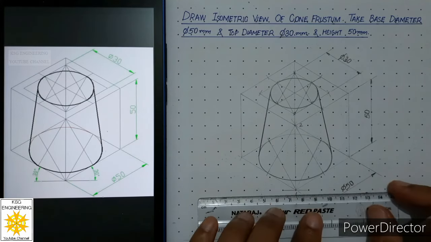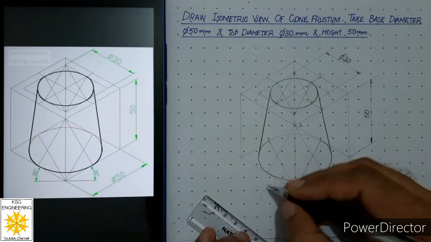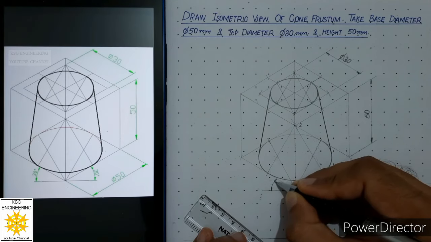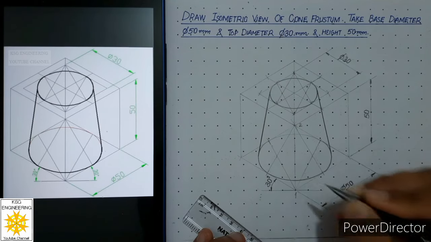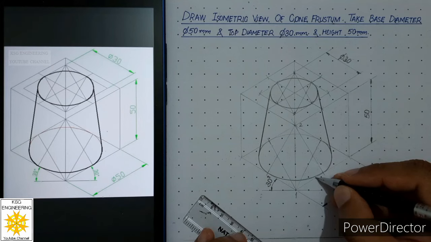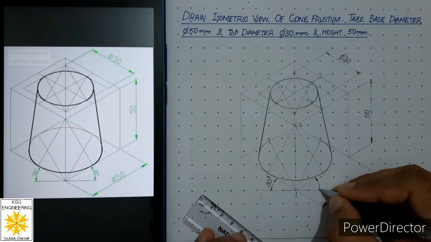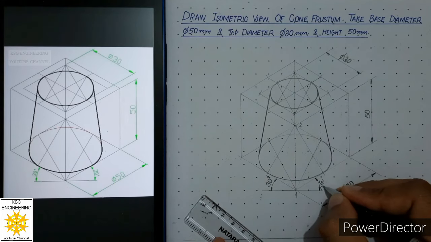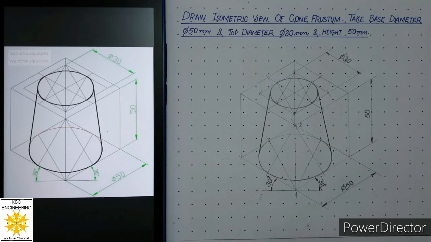Now we'll place the angles. Extend this horizontal line on both sides. Draw a thin curved dimension line, add closed filled arrowheads on both sides, and in Gothic style, in aligned system, we will write 30 degrees. Similarly, on this side, we will add a curved dimension line, add closed filled arrowheads on both sides, and in Gothic style, in aligned system, write 30 degrees. So now we are ready with our answer, that is the isometric view of the cone frustum. Thank you very much.